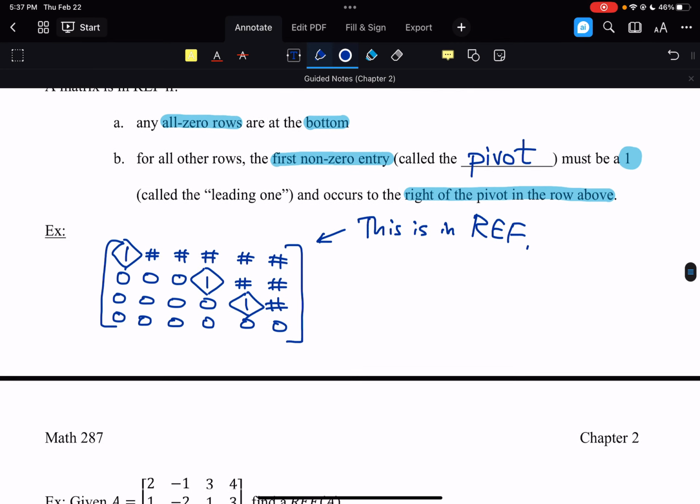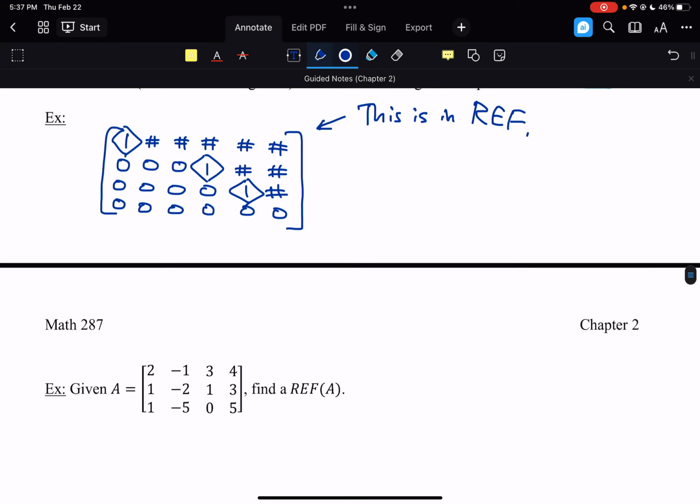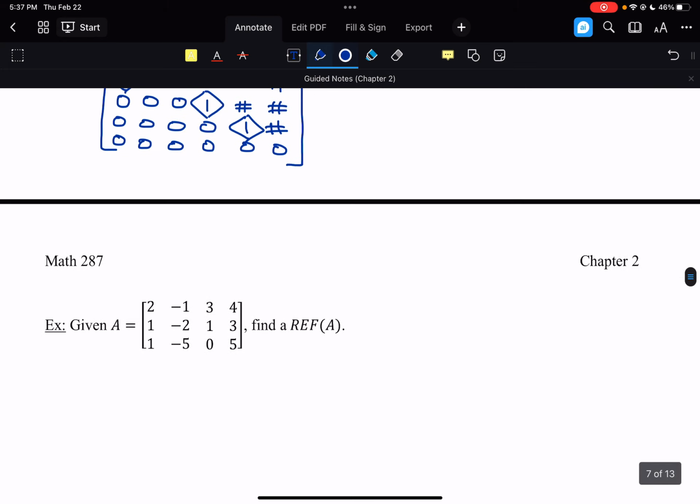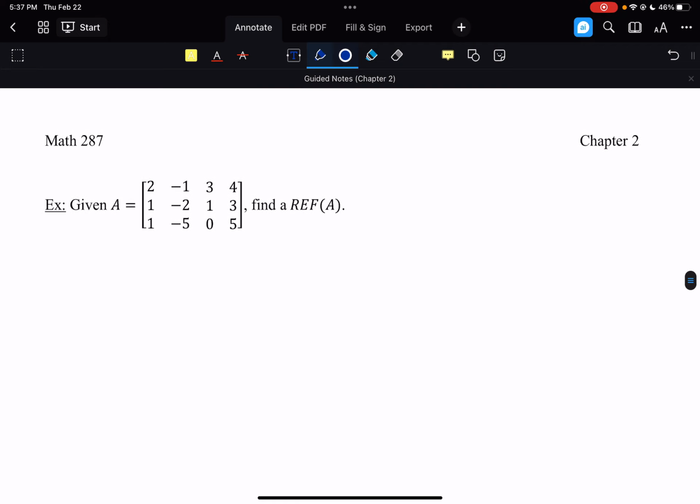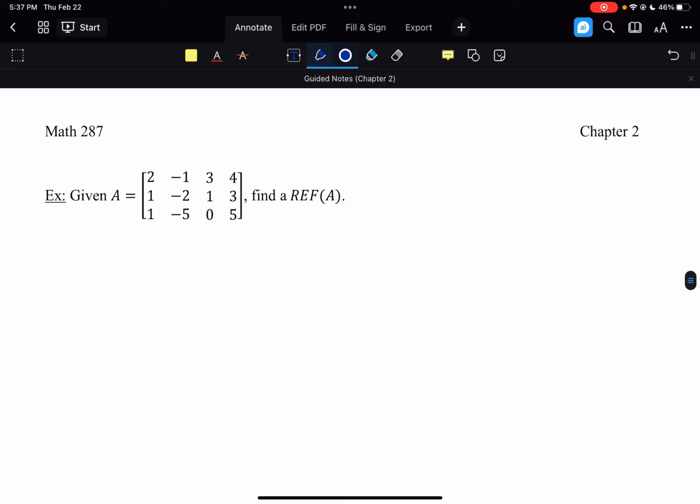We can use our EROs, our elementary row operations, to put a matrix into REF, or row echelon form. Here's an example. We have this 3x4 matrix. Find the row echelon form of A. We're going to start off with the matrix. As we go through these problems, especially with large matrices, they do take up a bit of space, so please be cautious with how much space you take up for any one matrix, because you want room to fit all of the steps.